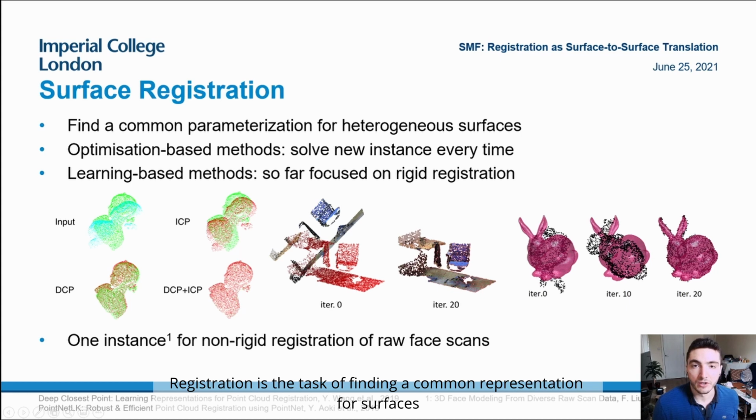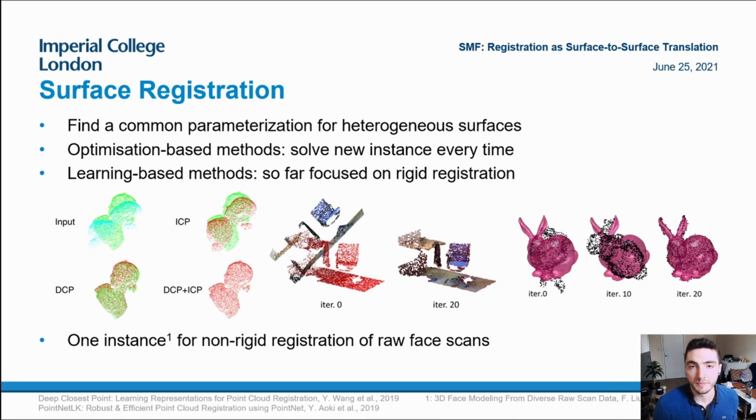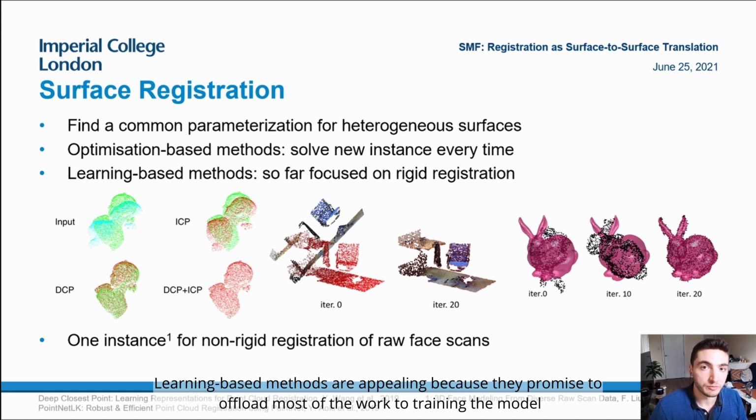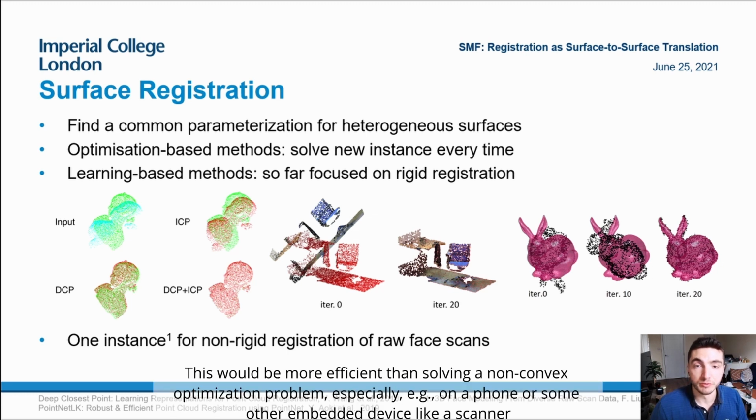Registration is the task of finding a common representation for surfaces. It's often done with optimization-based methods, which solve a new instance of an optimization problem every time, often a non-convex, difficult optimization problem. Recently, we have seen the development of learning-based methods for surface registration. Learning-based methods are appealing because they promise to offload most of the work to training the model, and to reduce the registration of a new surface to a single inference pass. This would be much more efficient than solving a new instance of a non-convex optimization problem, especially, for instance, on a phone or some other embedded device like a scanner.